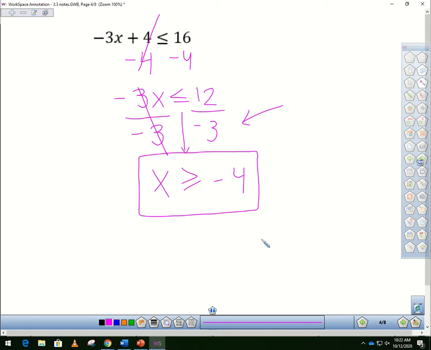Anybody have any questions about the flip? What are we going to do after this? Just wait. Alright, we good? Okay, let's try the next one.